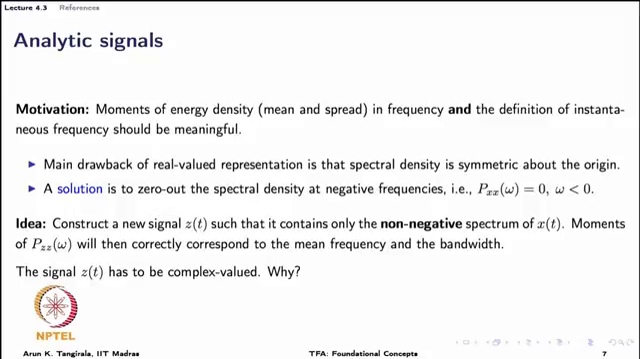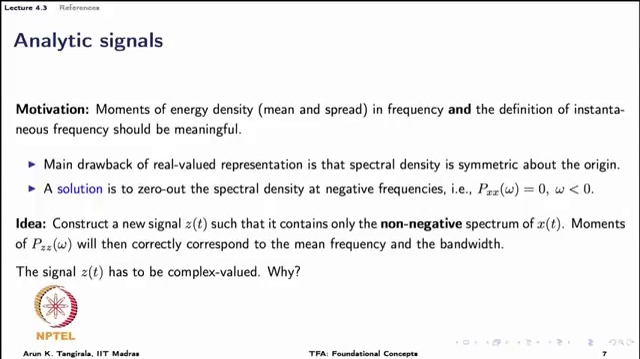As I said, the main drawback of real valued representation is that the spectral density is symmetric. That is the key property of the spectral density for real valued signals, which gives me this absurd result that the mean frequency is 0. Somehow if I can ignore the negative part of the spectral density and only work with the positive side of the spectral density, then my mean frequency calculation will come out all right. So, again recall the example that we have seen.